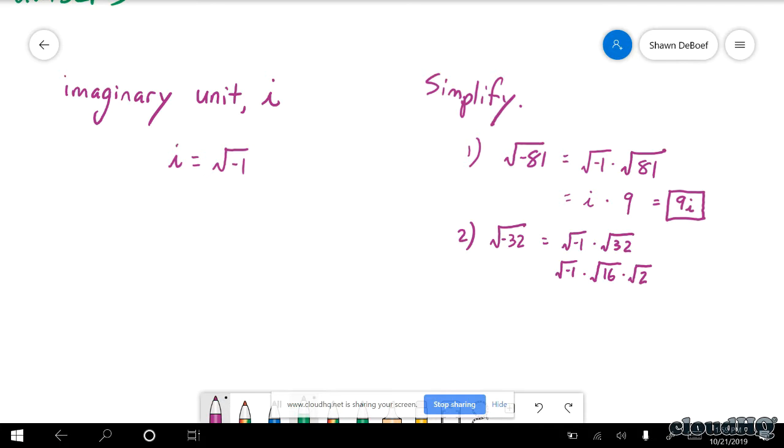Square root of -1 times square root of 16 times square root of 2. So now we get i times 4 times the square root of 2. And so the order, once again, I want the 4 in front of the i, but I like the square root last. So we would call this 4i square root of 2.